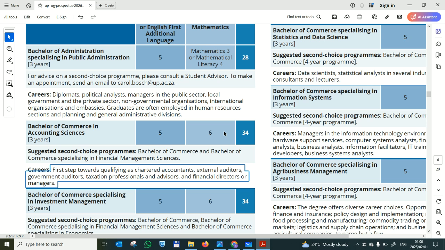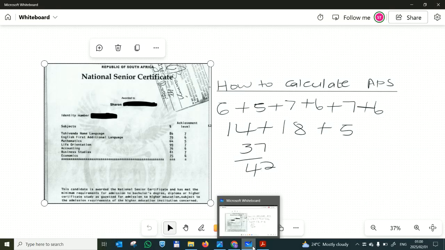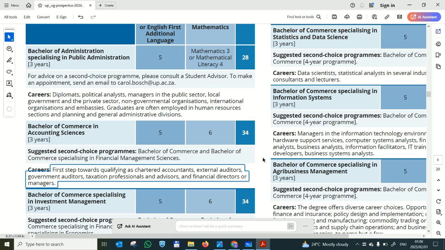So we just calculated my APS there, and we did a total of 37, meaning when it comes to APS, I do qualify, but that is not the only thing they look at. They also look at your other subjects. So for example, here they are looking at two subjects. Here we have English, which is a first additional language, and then we also have mathematics over there. So for English, they want a level 5.